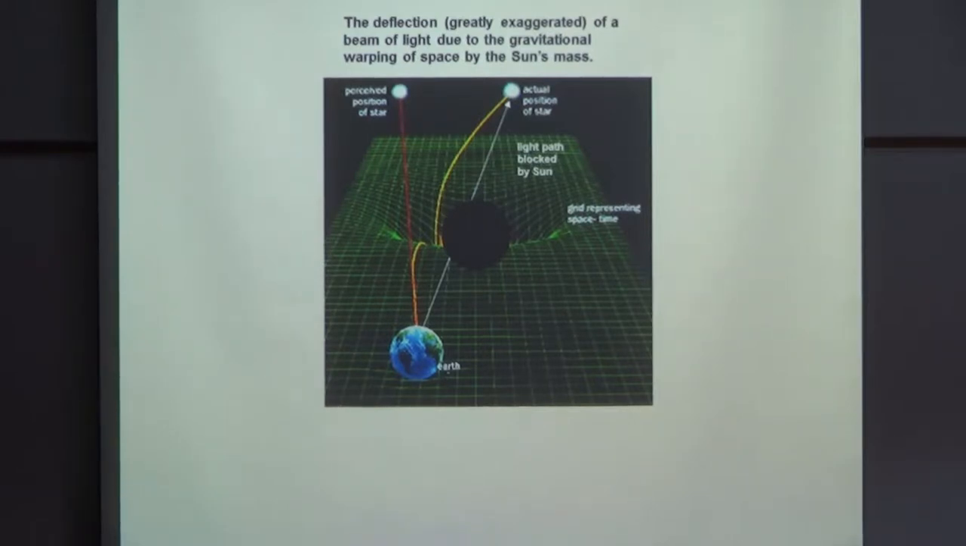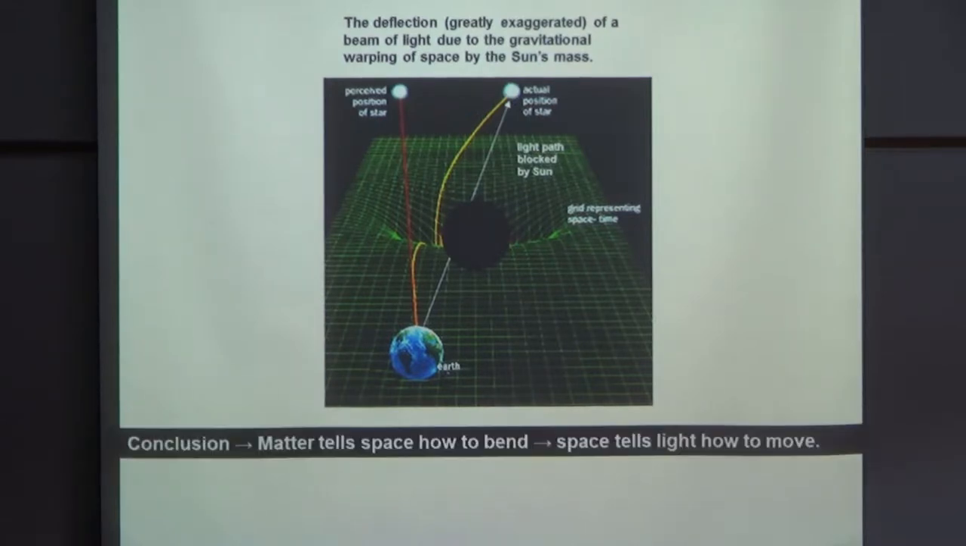And he also came up with the idea that space and time was a single entity, sort of a fabric that stuff is made out of. This was an incredible conclusion. Einstein actually wasn't that impressed with it. Other people were. But anyway, this is the basic conclusion. Matter tells space how to bend, and space tells light how to move. Light travels in a straight line, but if the space is bent, it'll follow the curvature of space.